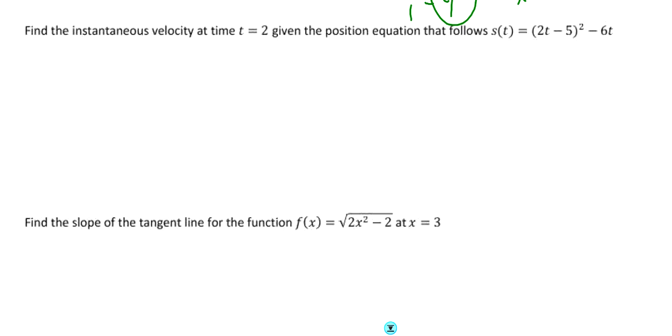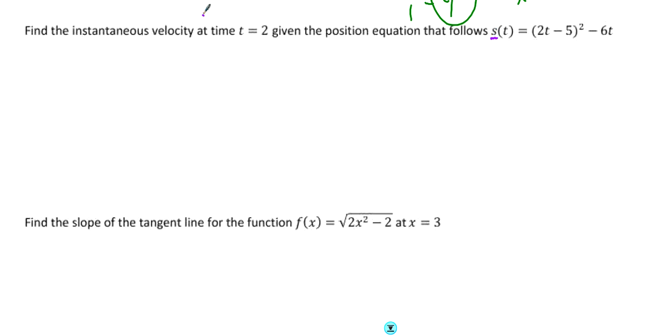Find the instantaneous velocity at t equals 2, given the position equation that follows, s of t equals (2t minus 5) squared minus 6t. Now, s does not mean speed, okay? S means position. In the world of physics, s of t is position dependent on time, velocity is v of t, and acceleration is a of t. The s actually stems from the Latin spatium, which means space, where an object is in space. So when you see s of t, that is telling you its position or distance. Okay? So that is our position equation.